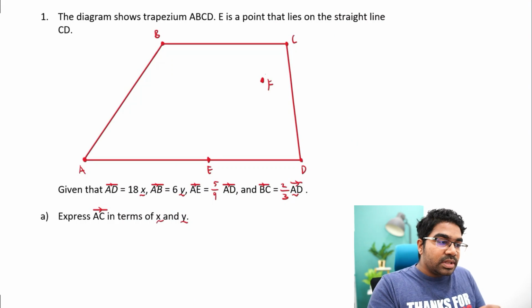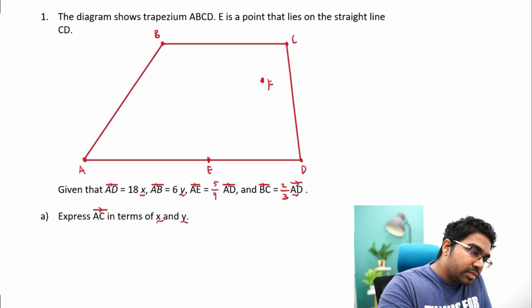3 long questions. Let's go. The diagram shows trapezium ABCD. This is a trapezium. E is the point that lies on the straight line CD. As you can see, E is here.